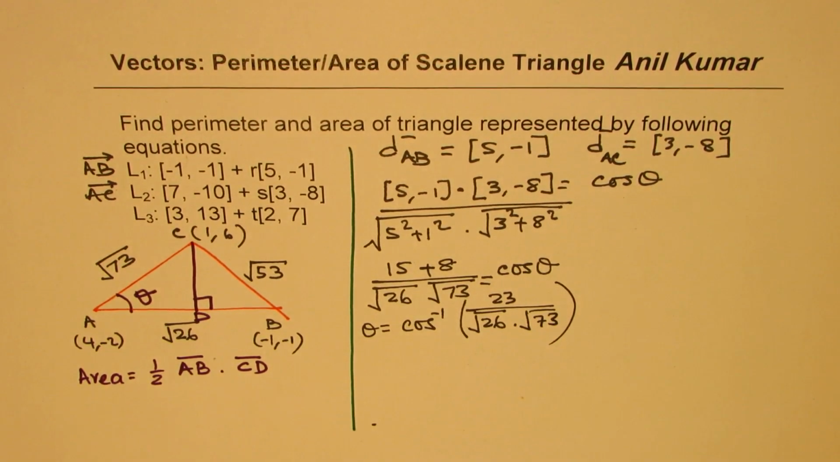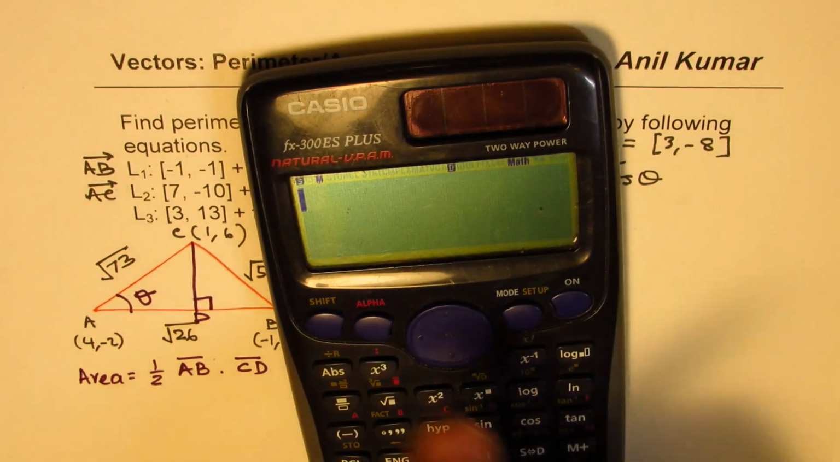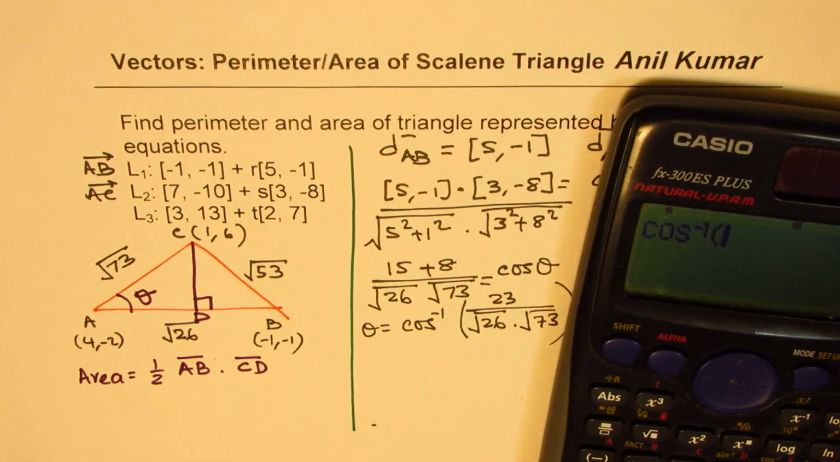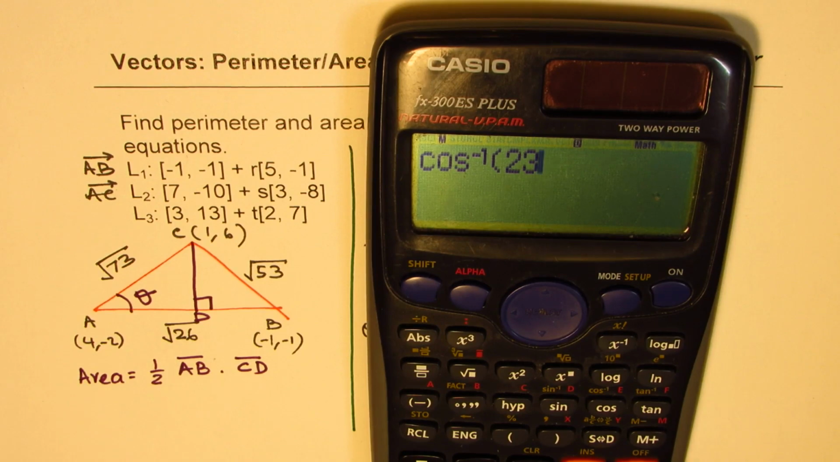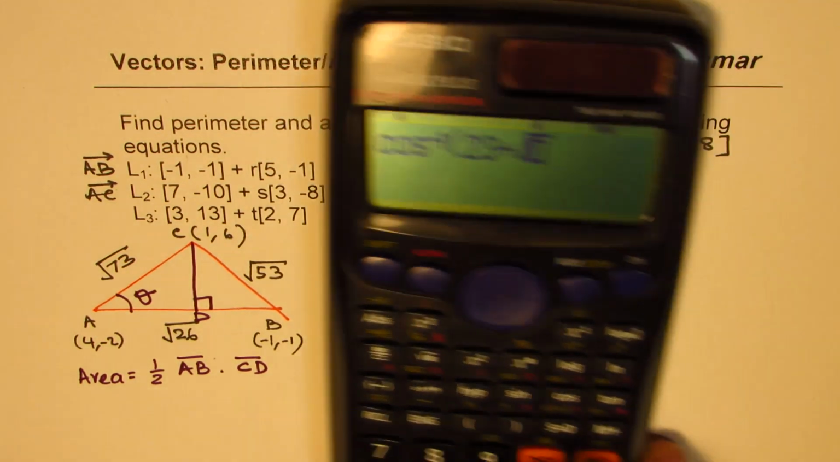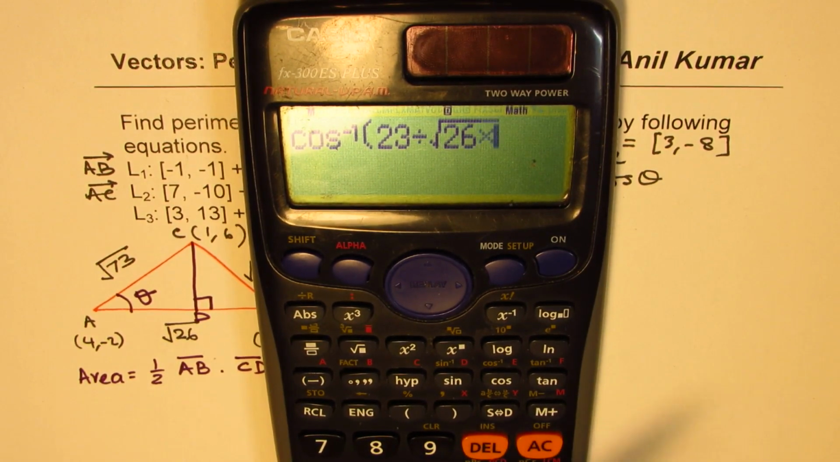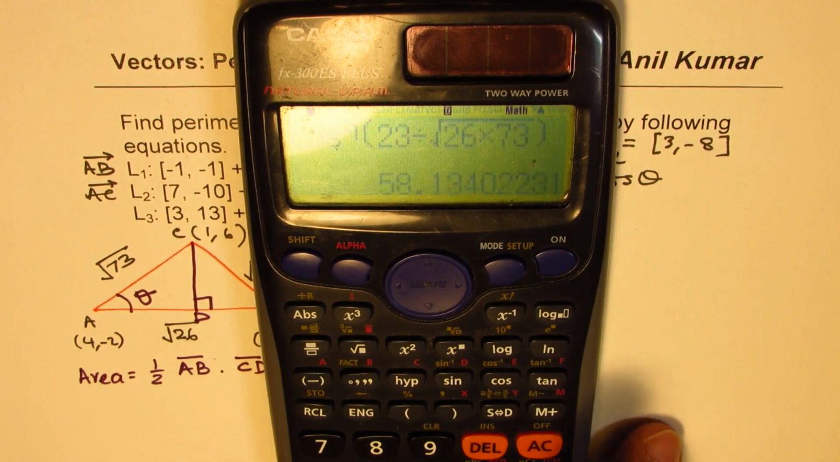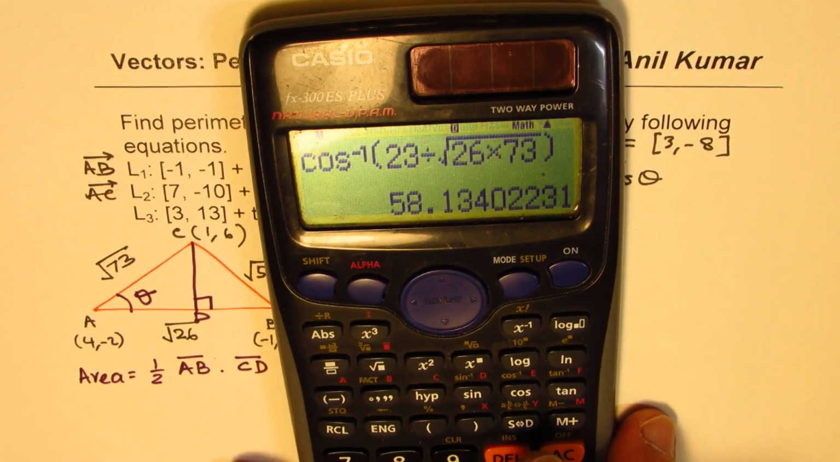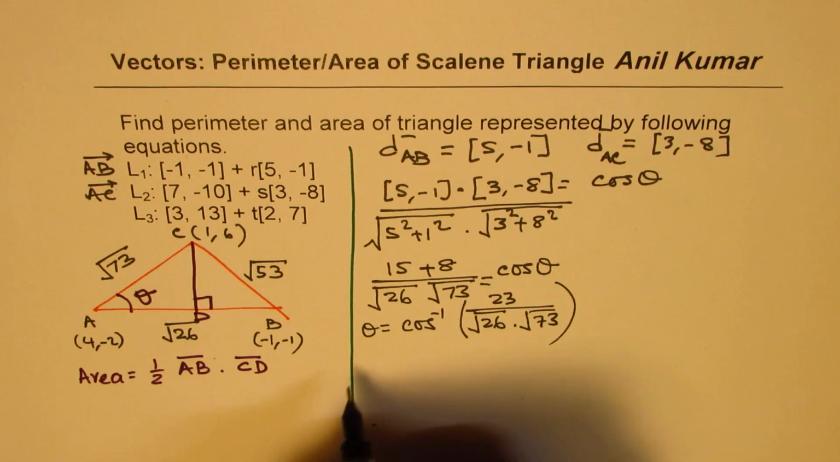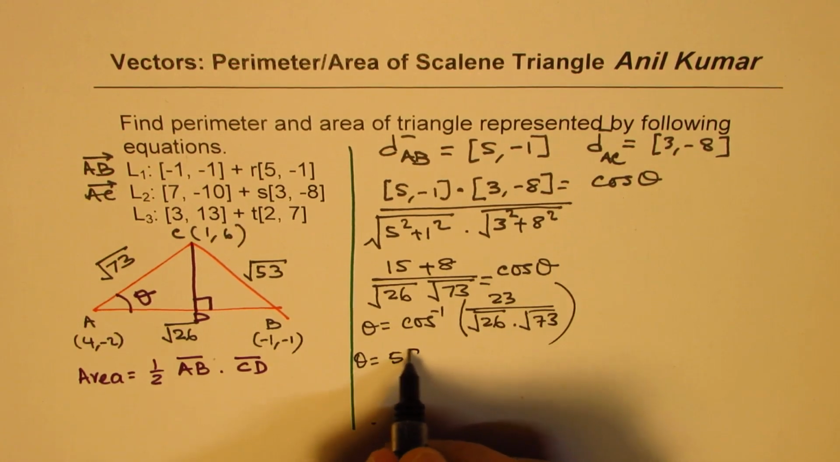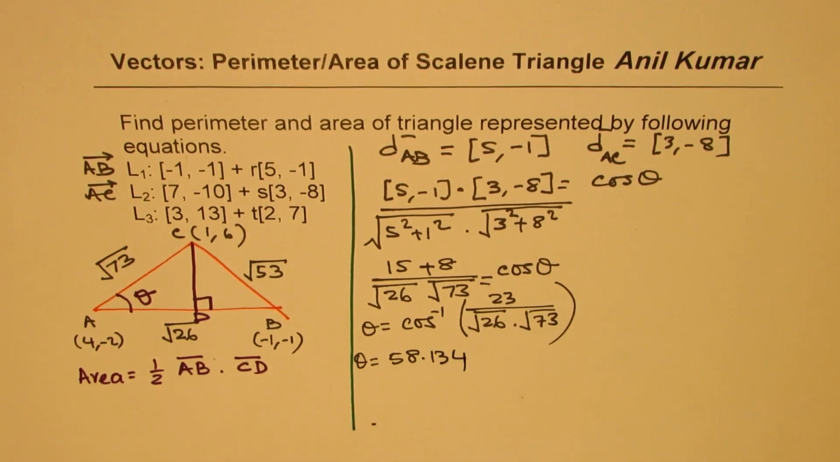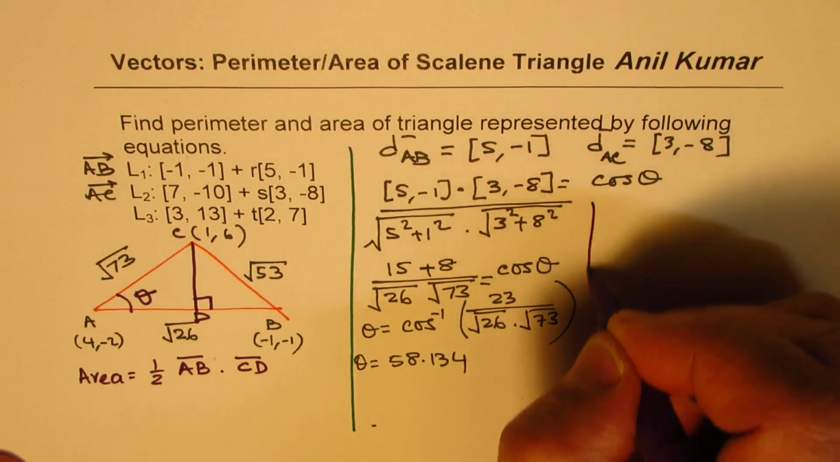So let's calculate this answer. So shift cos inverse of 23 divided by square root of, within the square root, 26 times 73, is equal to, we get 58.134. So we get theta equals 58.134, right? So that is the value of theta. So we have found the angle theta.